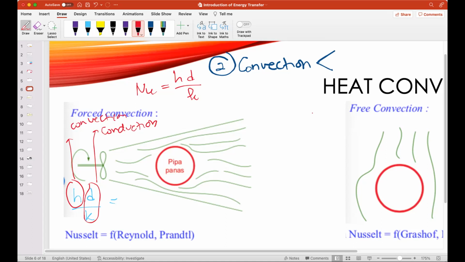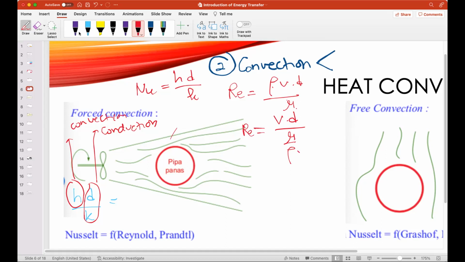Okay, and then it's also a function of Reynolds. Do you remember what Reynolds is? Rho v d over mu. This one is actually called v multiplied by d divided by mu over rho. That is the real function.